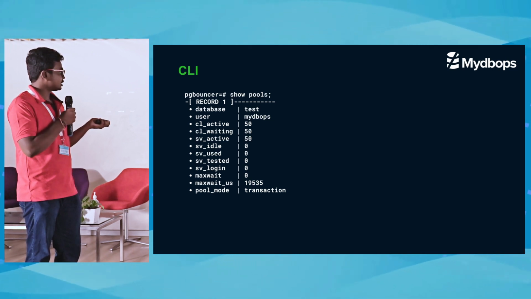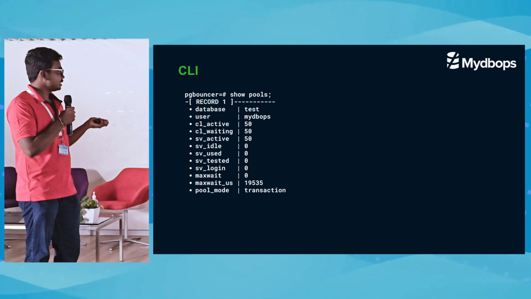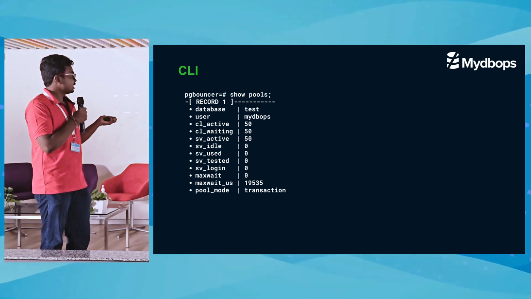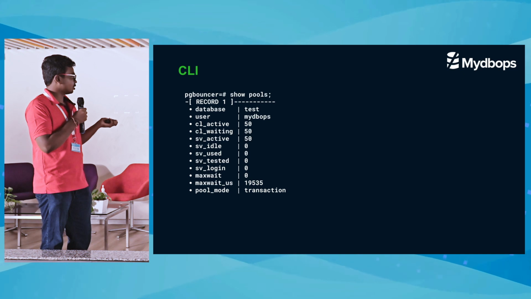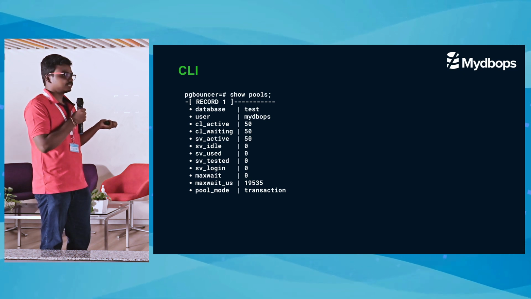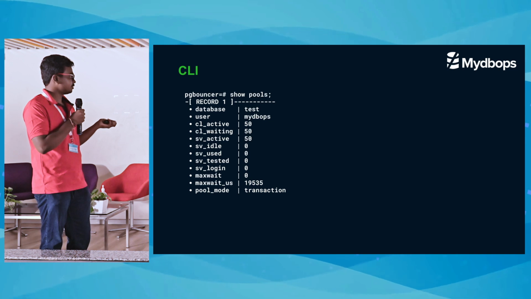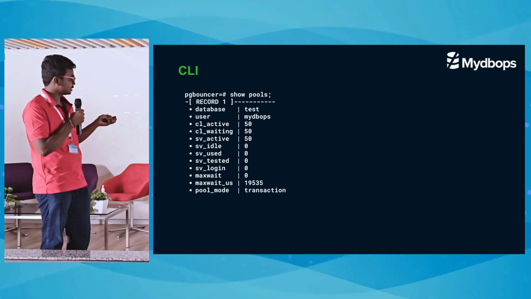And here the pool mode is transaction, and there is the max wait. This is how long the waiting queries are taking. Here it is 0 for me. If it is 1 or 2 minutes, then it is a very high number. And this is in microseconds. So it is having very low volume in this case.